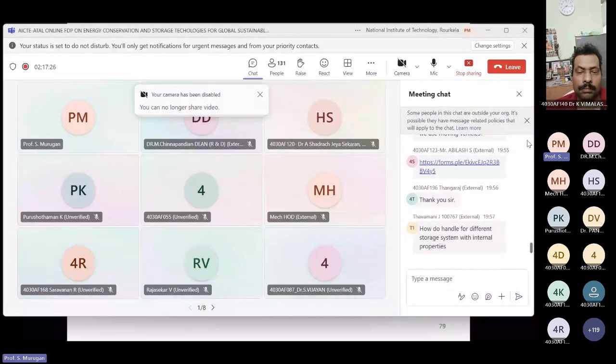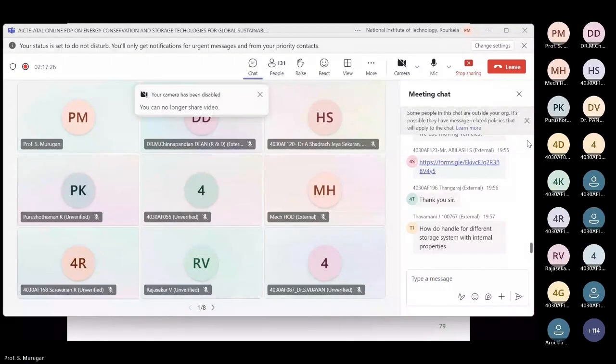You have to correct me, of course, if you know that. How to handle different storage systems with internal property? I'm unable to get this question. How do you handle different storage systems? Storage means capture or storage? I don't know what the question is asking.